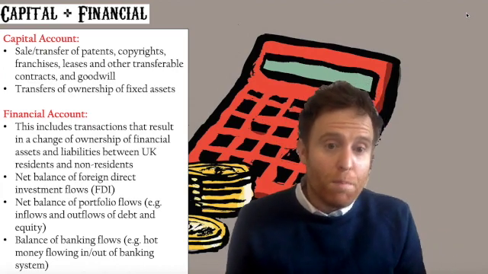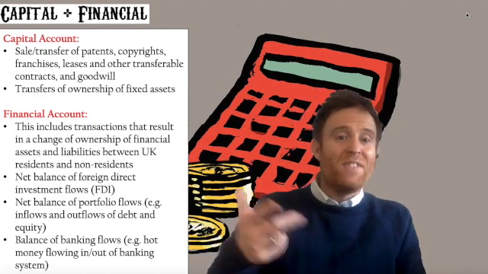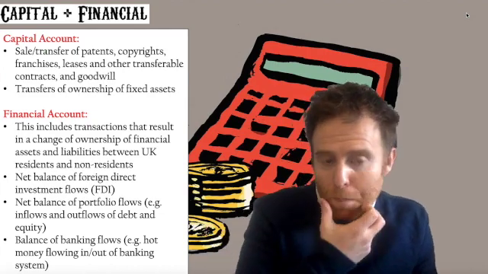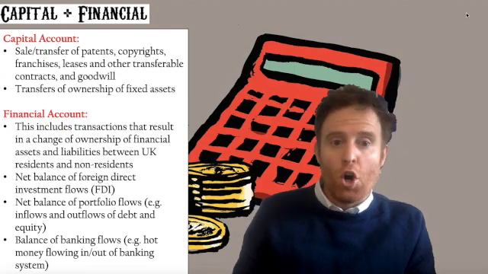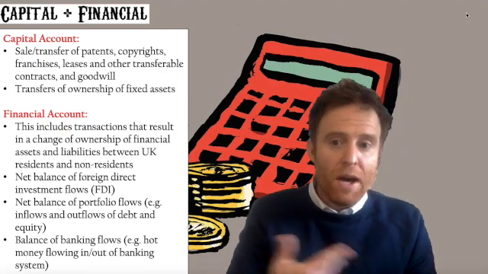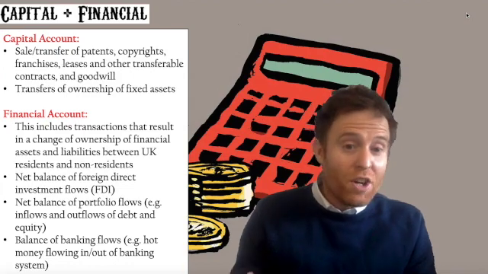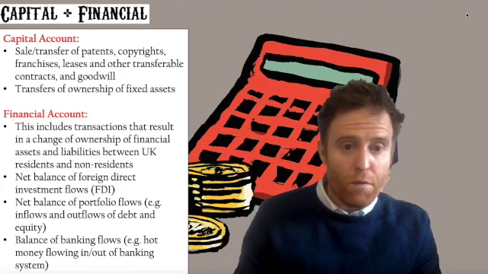Or it could be investment portfolios, and what I mean by that is debt and equities. So for example, if a foreign investor is buying shares or bonds within UK firms, that would be part of the financial account. And it could even be your hot money inflows and your hot money outflows.